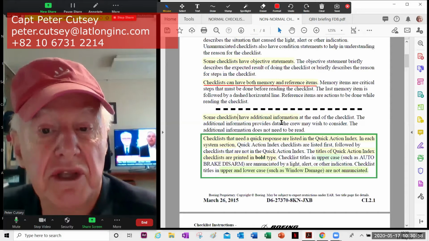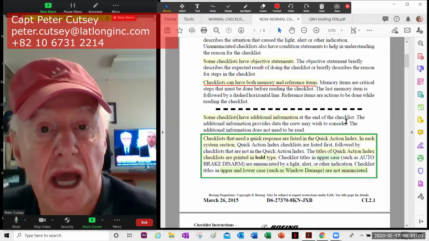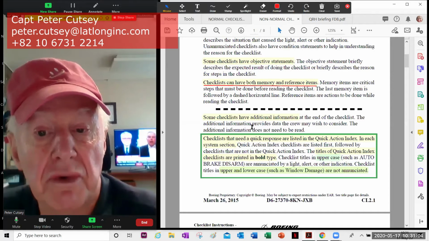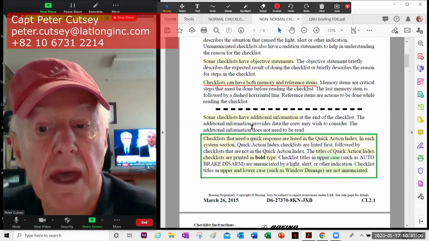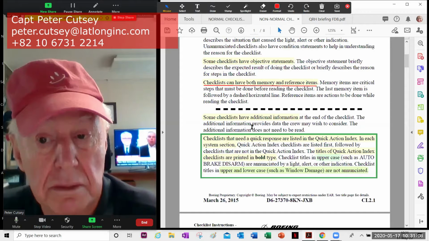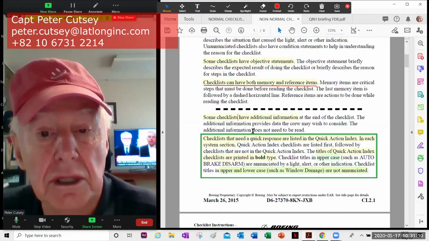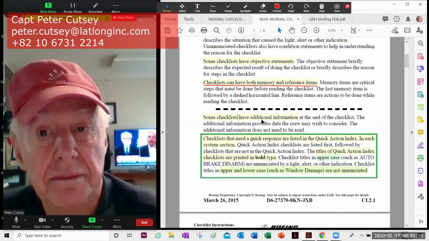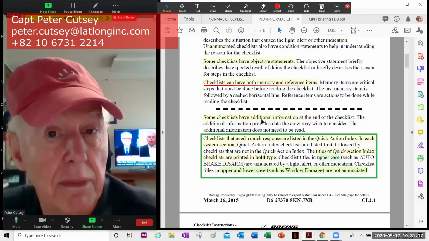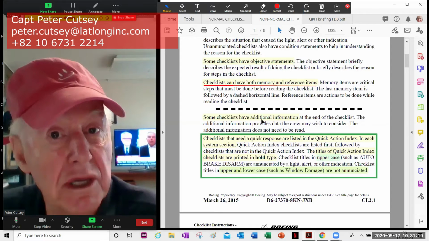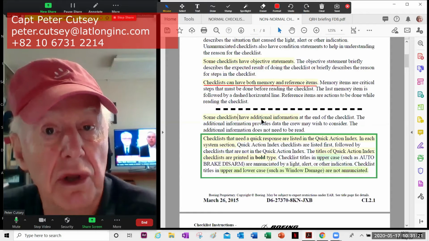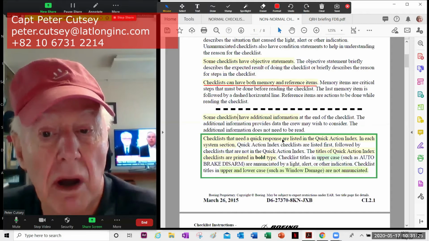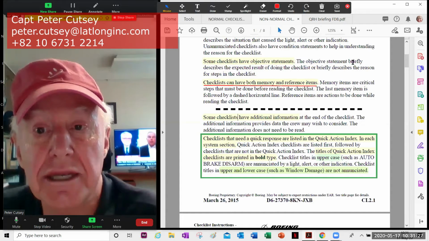Some checklists have additional information at the end of the checklist. The additional information provides data the crew may wish to consider. The additional information does not need to be read. That's an option. If your SOPs state that you must, then you will follow your SOPs. Checklists that need a quick response are listed in the Quick Action Index.